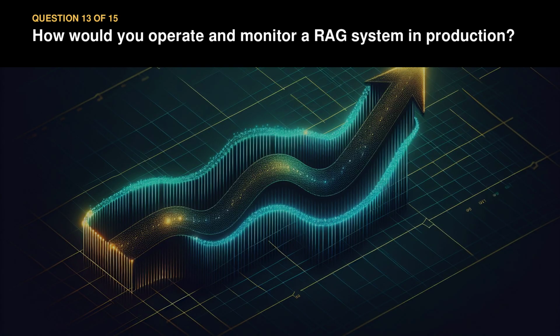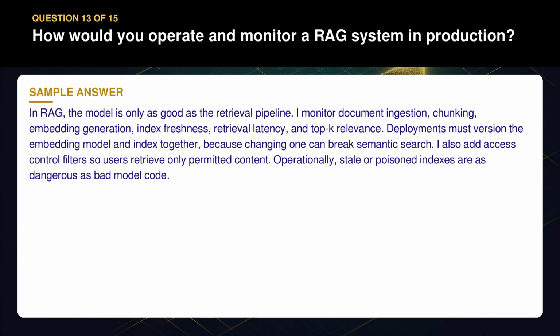Question 13. How would you operate and monitor a RAG system in production? In RAG, the model is only as good as the retrieval pipeline. I monitor document ingestion, chunking, embedding generation, index freshness, retrieval latency, and top K relevance. Deployments must version the embedding model and index together, because changing one can break semantic search. I also add access control filters so users retrieve only permitted content. Operationally, stale or poisoned indexes are as dangerous as bad model code.